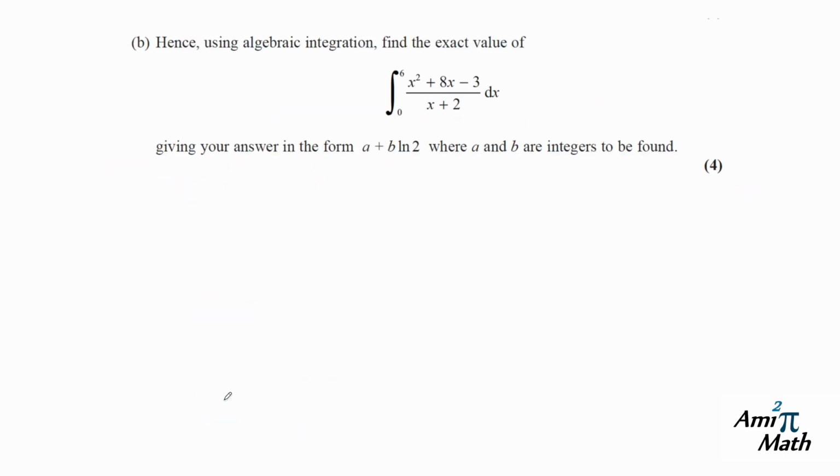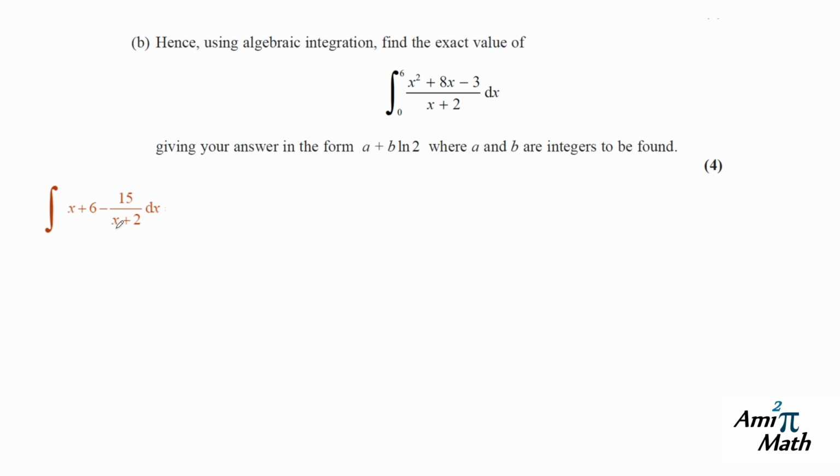Hence, using algebraic integration, find the exact value of this integral, where 6 and 0 are your limits, giving your answer in the form a plus b ln 2, where a and b are integers to be found. So we're going to use our format of this fraction from earlier, x plus 6 minus 15 over x plus 2. This will make integrating it so much easier.